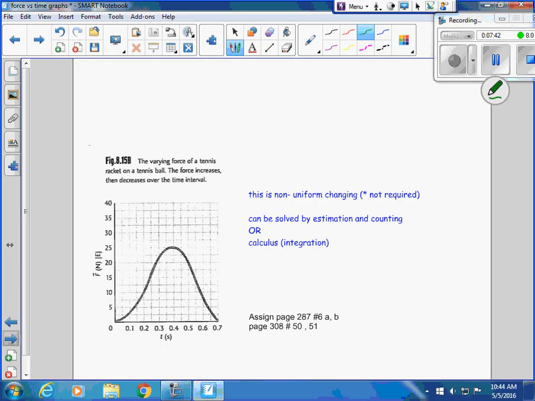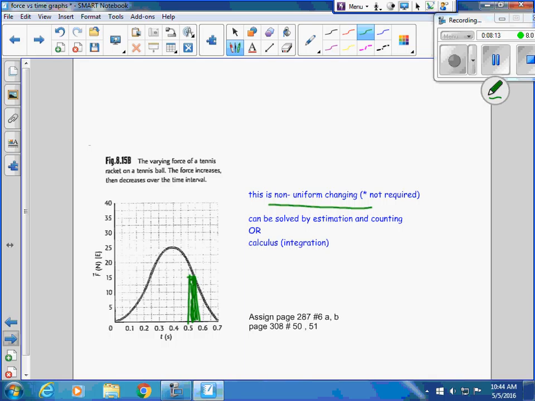Anyways, the varying force of a tennis racket on a tennis ball, this force increases, then decreases over time. So it's not a nice triangle. This is known as non-uniform changing force. This is not required. I'm not going to do this, but I'm just sort of pre-warning you what's in your future if you're taking calculus physics. Can be solved by estimating. They actually encourage you to just sort of estimate the squares. Remember doing that in my grade 11 class? You're counting squares. They encourage that to begin with.